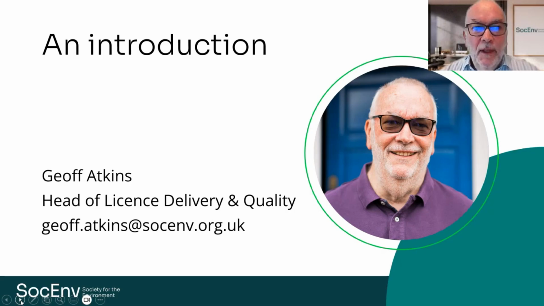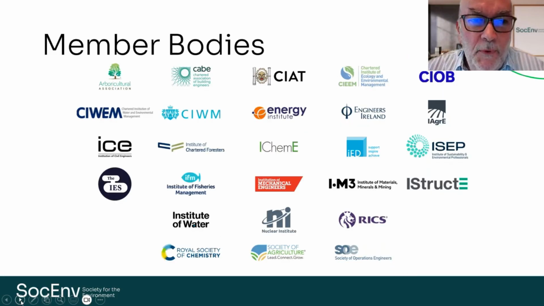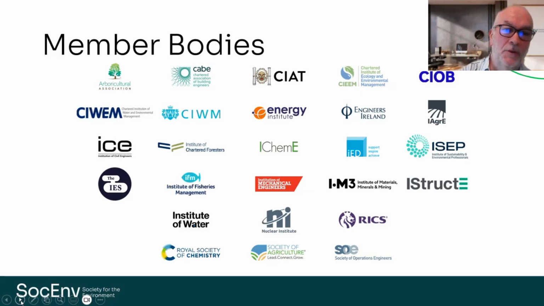Hello, everybody. So Phil talked about how the Society for the Environment, SOCENV, is made up, and we have 26 member bodies. He mentioned 27, one of them is an associate body, but the 26 member bodies are displayed on that slide. That's their logos and quite often their name as well. And of those member bodies, they're all professional bodies.